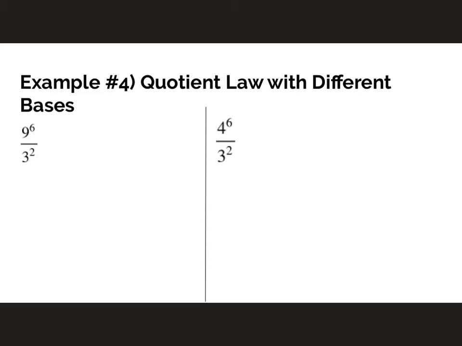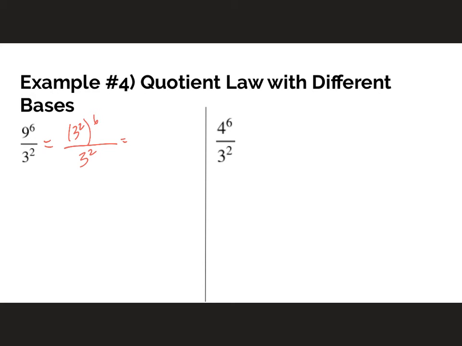Okay, so when I think about 9 to the 6th power, right? When I think about just the value of 9, I know that 9 can be rewritten as 3 squared, and I didn't do anything to that power 6, and I didn't do anything to my denominator, right? So looks like I have a common base now, right? And so I know that I could use my expansion tool.